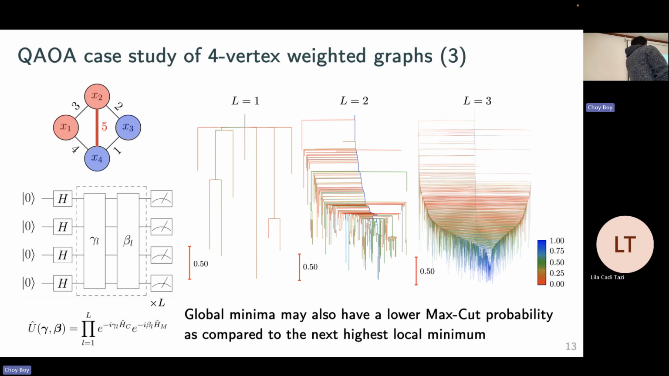We also noticed something pretty interesting in which the global minimum may not have the most optimal max cut probability. We see here with the disconnectivity graph for L equals 1 that the global minimum is around 0.25, whereas the next highest local minimum has a higher probability of finding the solution, 0.5. So this suggests that there could be a family of graphs out there that display this sort of behavior, in which the global minimum may not necessarily translate into the best max cut probability.